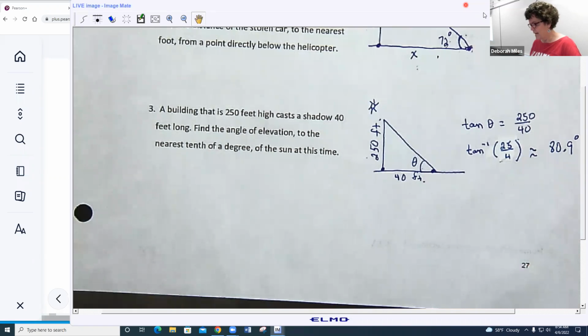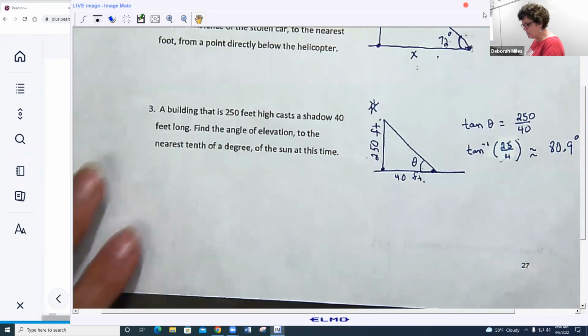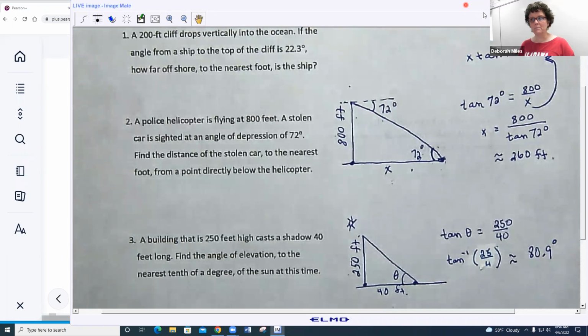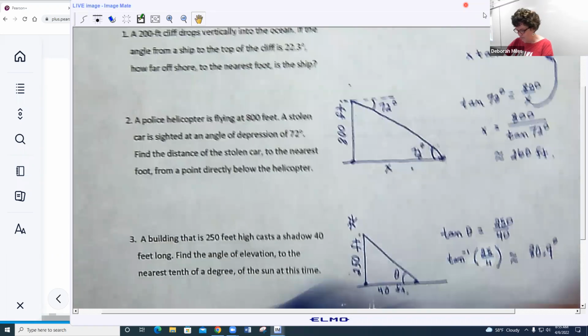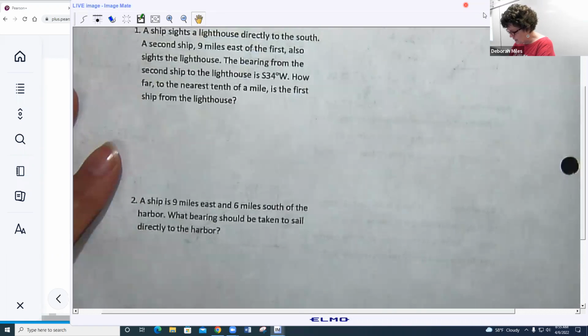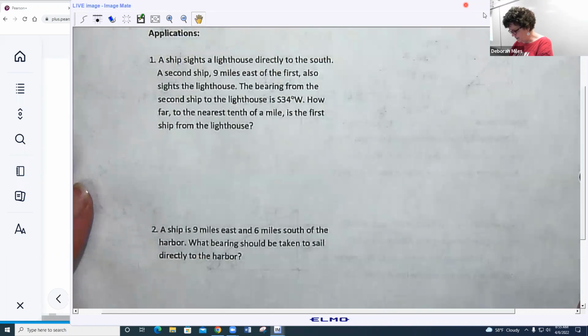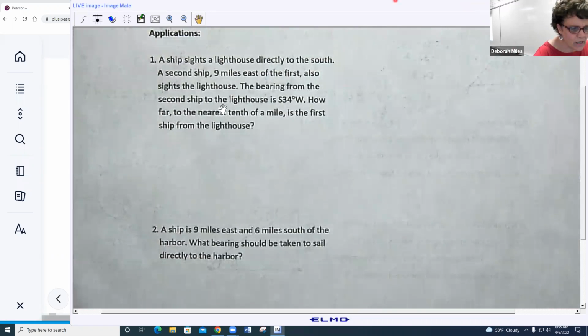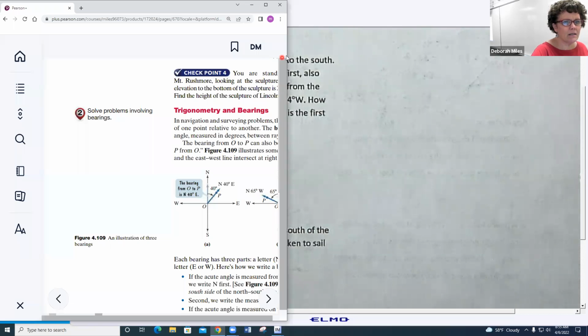All right. Any questions? We have done problems like that in other sections. In section 4.3, we had applications of right triangles. That's all this is, applications of right triangles. But you do have one of these on the test. I wanted you to see one new kind of word problem, and I need to show you something in the book.